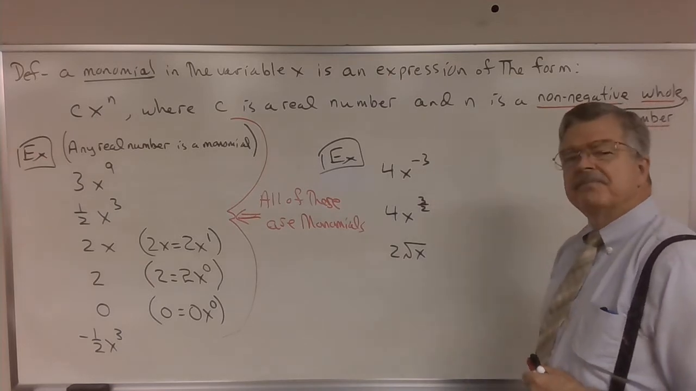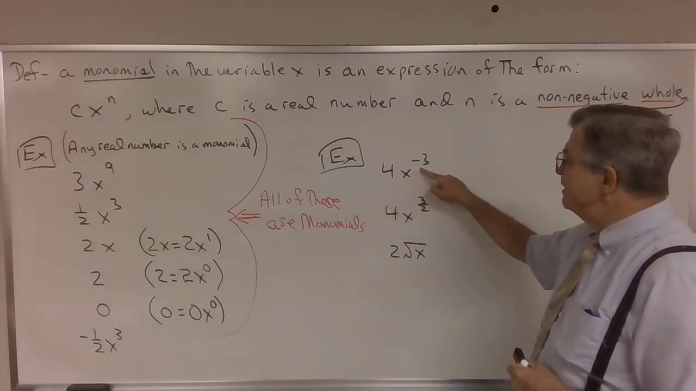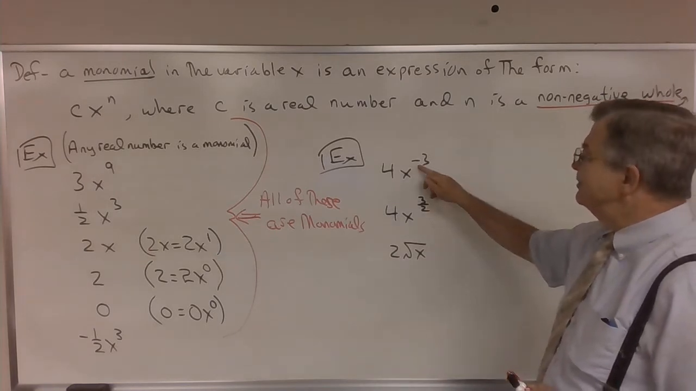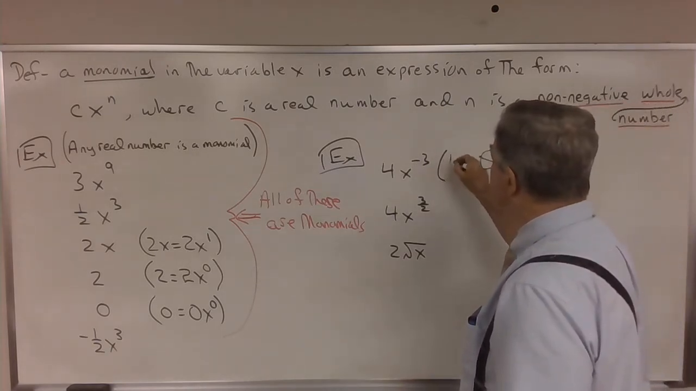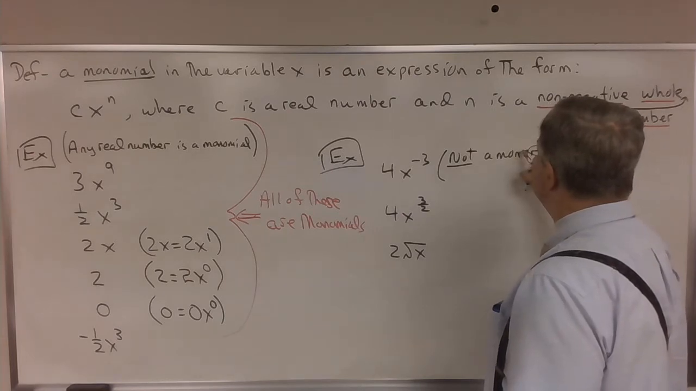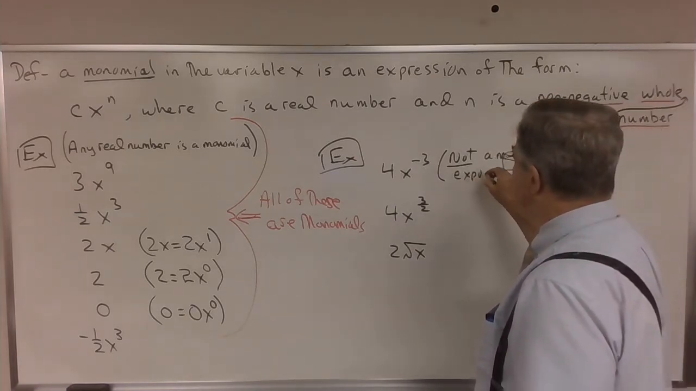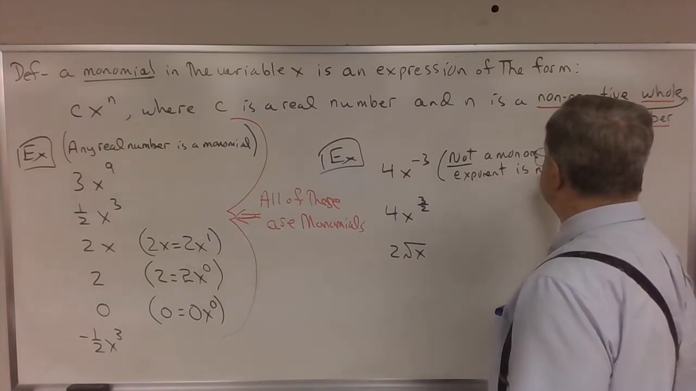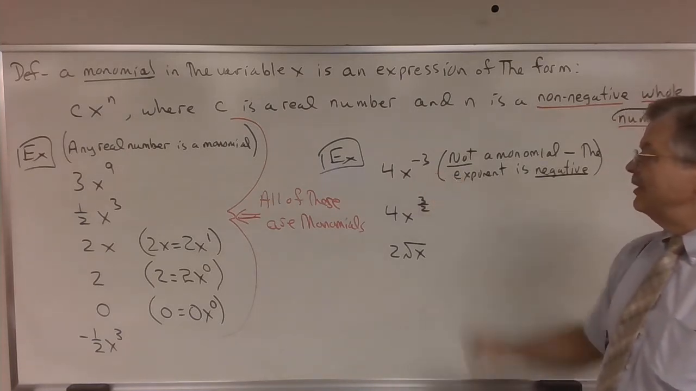Now, what about these guys? We have a real number out front, and then we have x to the power of a non-negative, whoops, the exponent's not non-negative. So not a monomial. The exponent's negative. The exponent is not non-negative. So this guy is not a monomial.